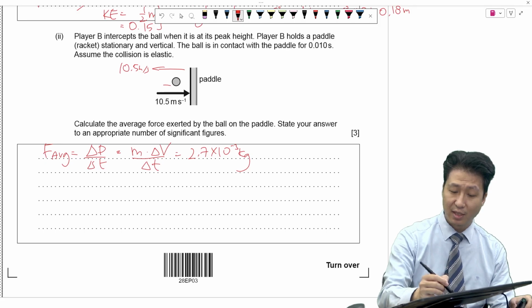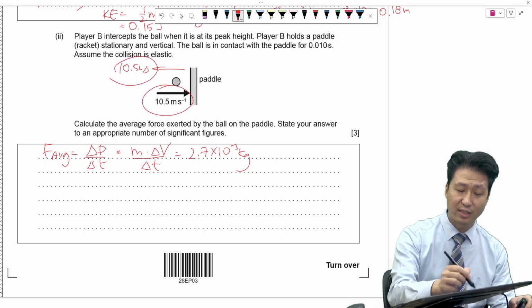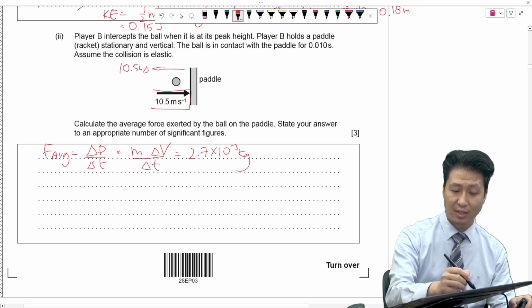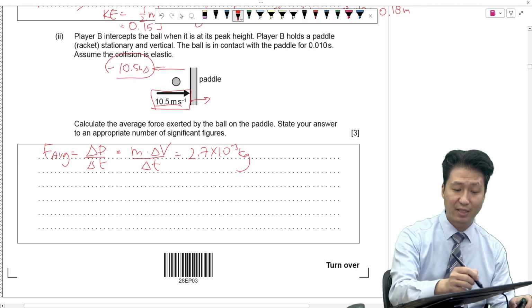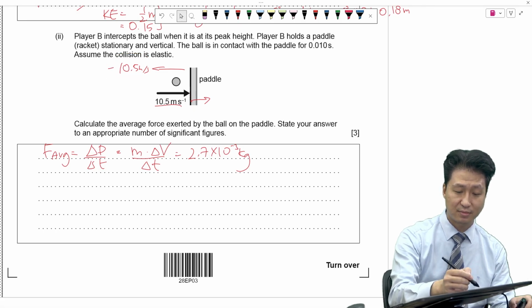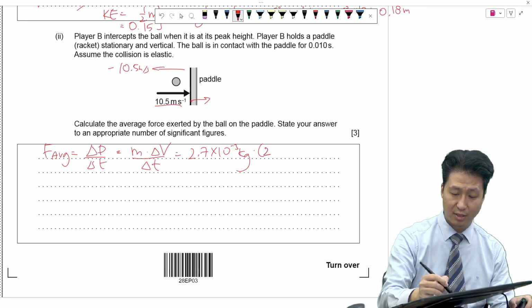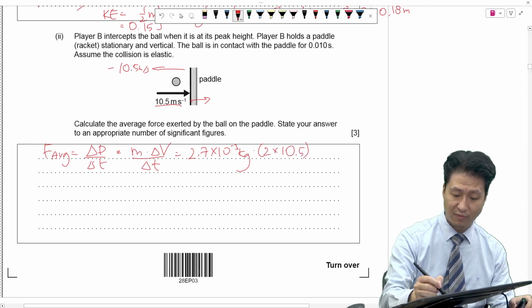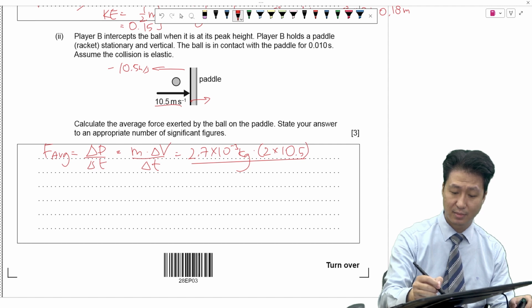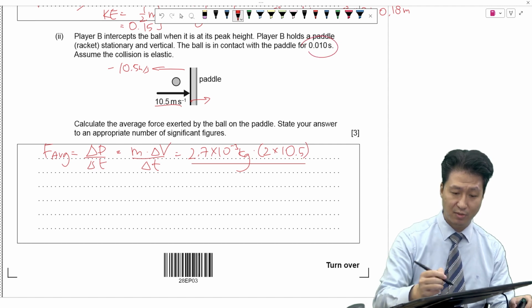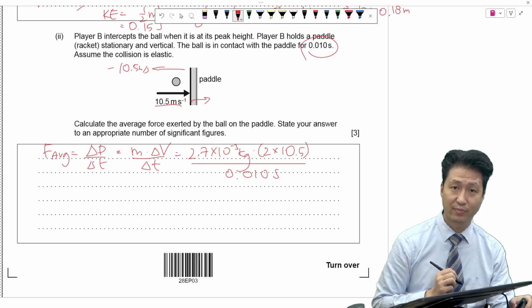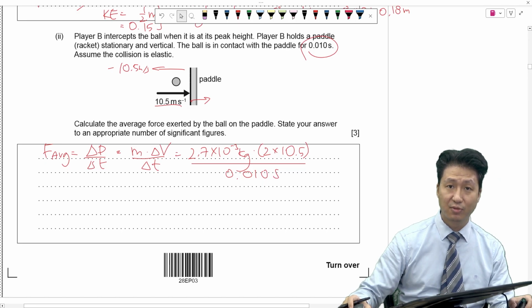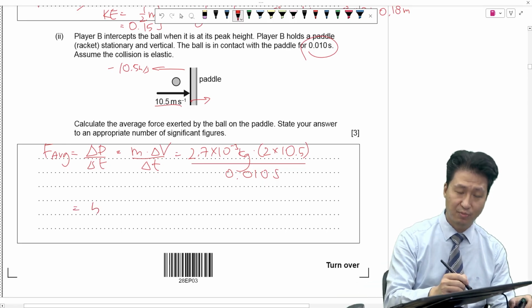Now here's the thing. The change in velocity is twice the initial velocity because this would be 10.5 minus negative 10.5, which is 2 times 10.5 meters per second. The time required for this is given also as 0.010 seconds. And finally, you would find that this average force would be 5.67.